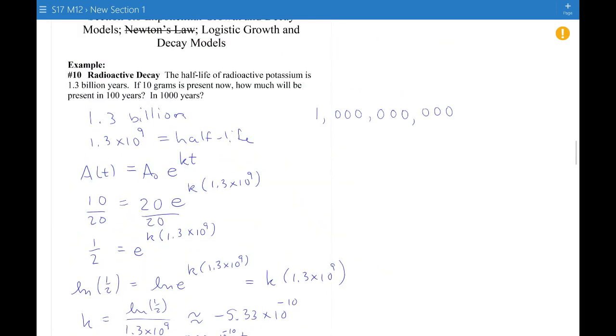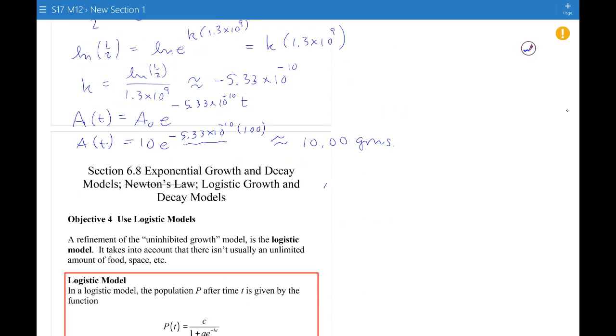But then what about after 1,000 years? I'll let you do that one. This should say A of 100, sorry. I'll let you do A of 1,000 and I'll tell you what I get and see if you get the same thing.